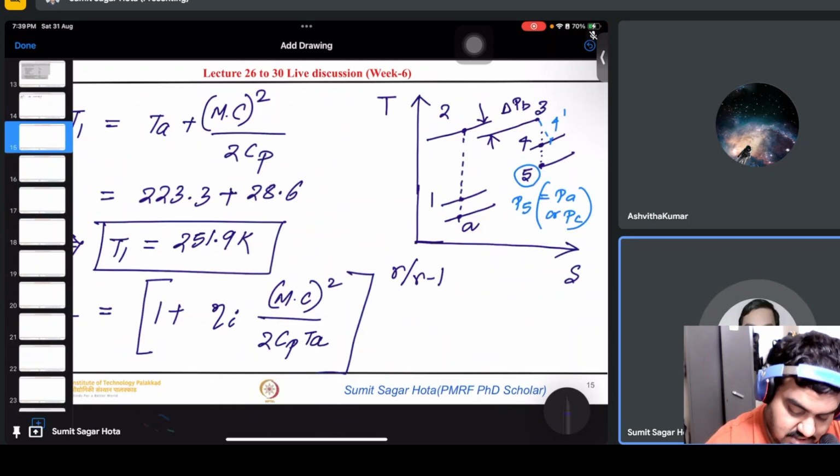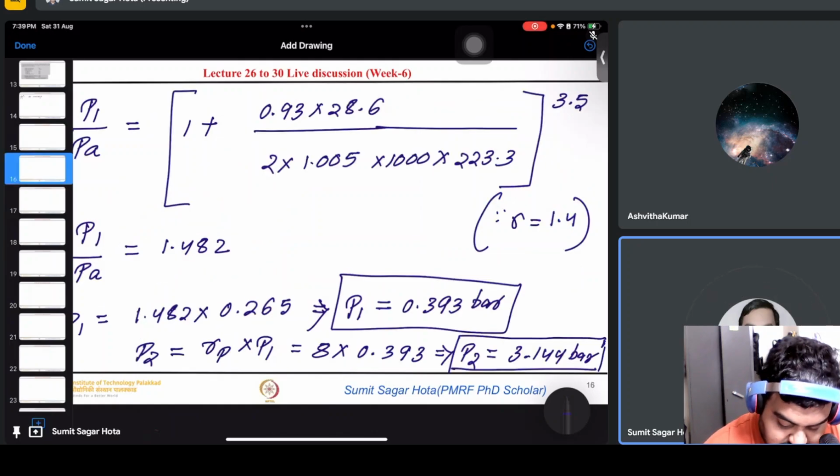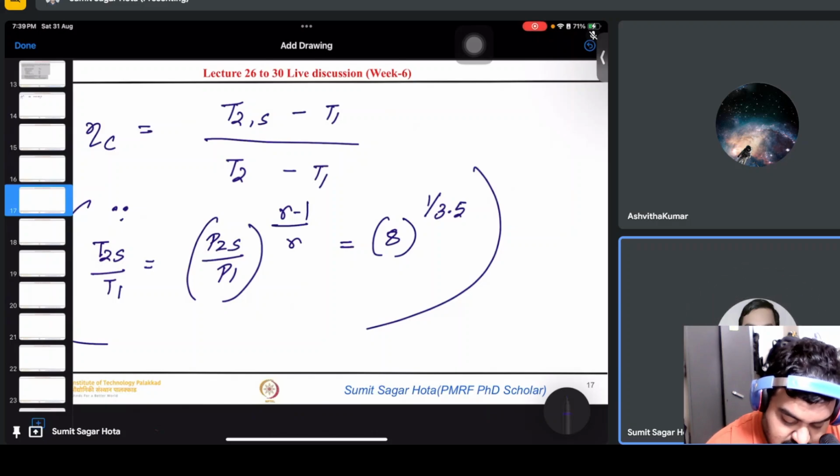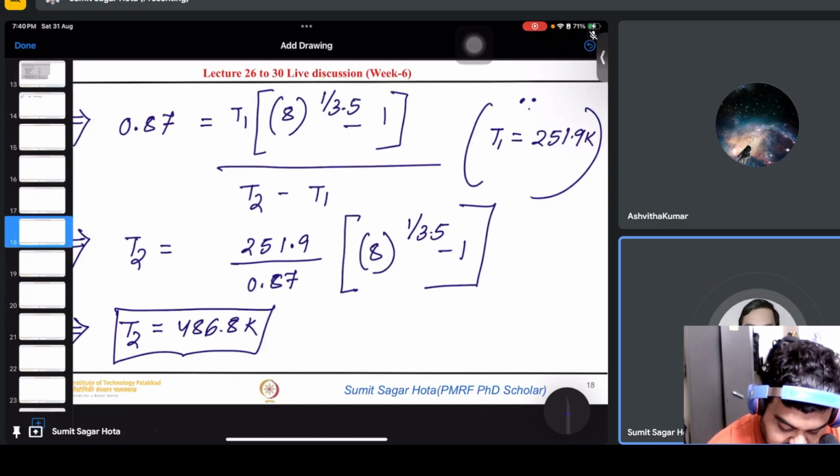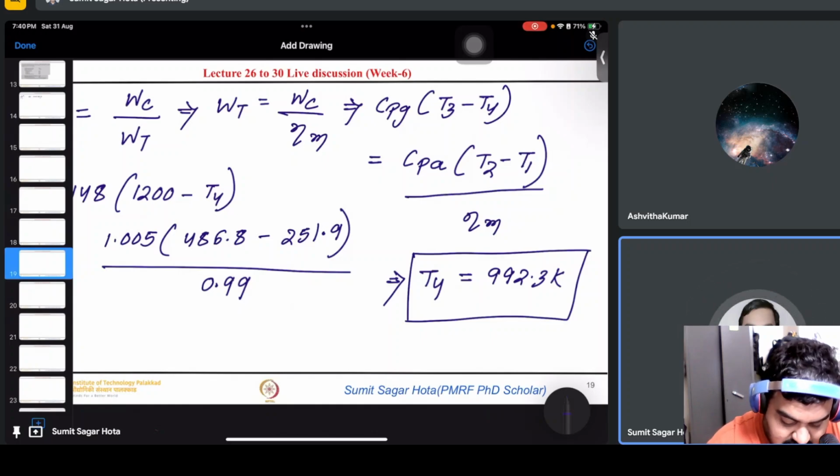If you see here, there is one pressure loss. Okay, T2 will be the isentropic one, but the actual T2 is different, because there is some pressure loss also. So whatever T2 you are considering here, you have to consider the actual one, not the isentropic one. We actually calculated it through the isentropic efficiency of the compressor, and it's 486.8, and whatever I did is correct.